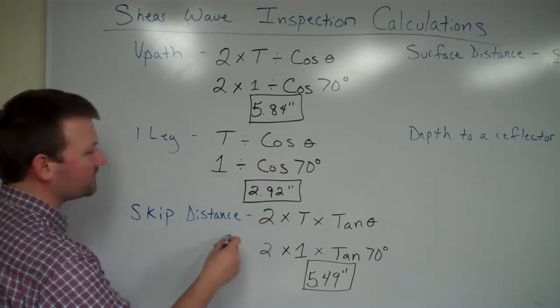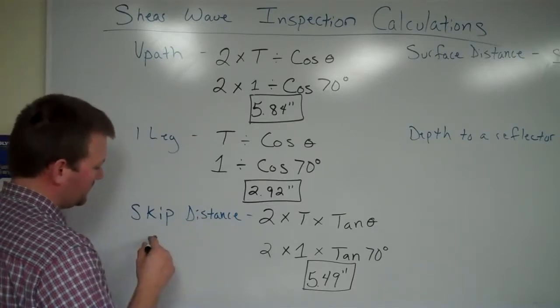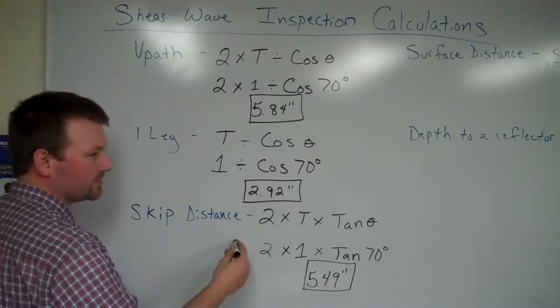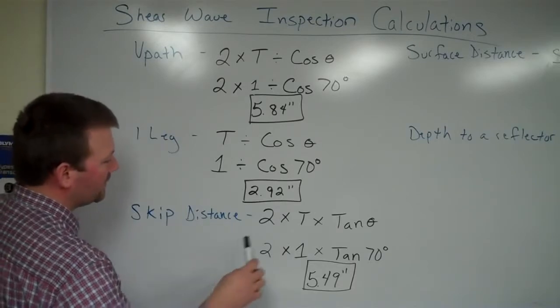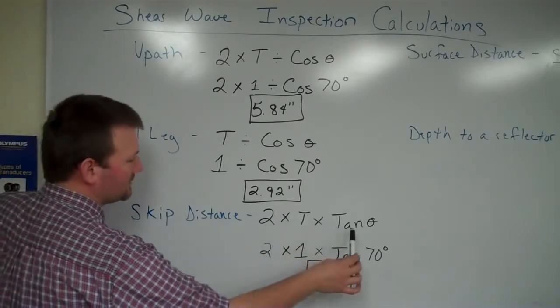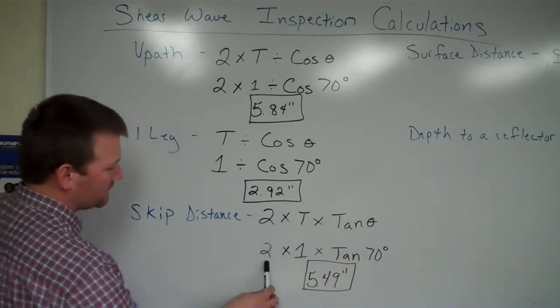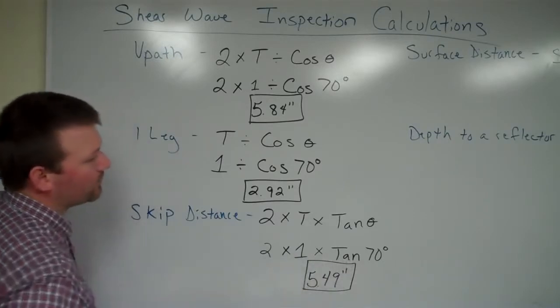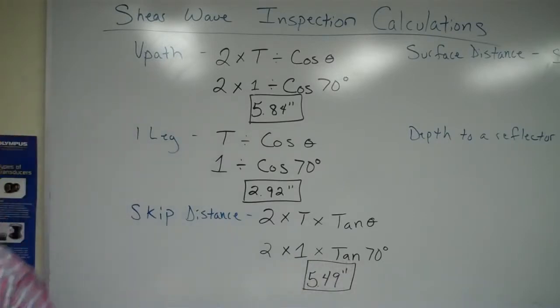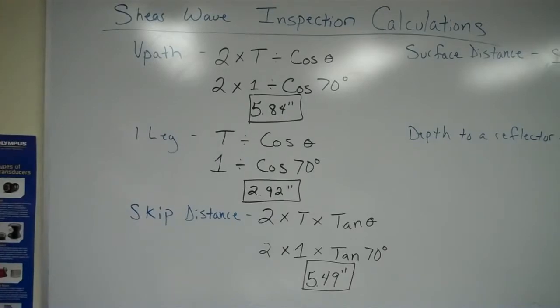Then, a skip distance, to figure out where the sound is when it enters and where it is at the end of its second leg, would be 2 times the thickness times the tangent of the angle. So 2 times 1 times the tangent, 5.49 inches. Okay, so let's just look back at that, just for one last glance here.